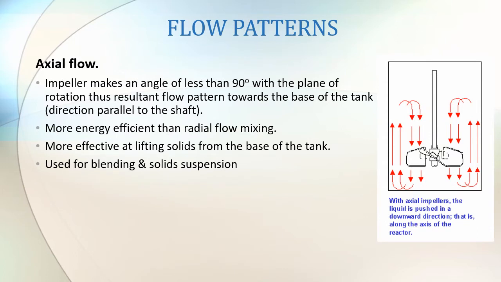Now we're going to be looking at the type of flow that we can have in our mixing tank. The first one is the axial flow. As we mentioned in our propeller, axial flow is created when the impeller makes an angle less than 90 degrees with the plane of rotation, thus creating flow patterns toward the base of the tank.